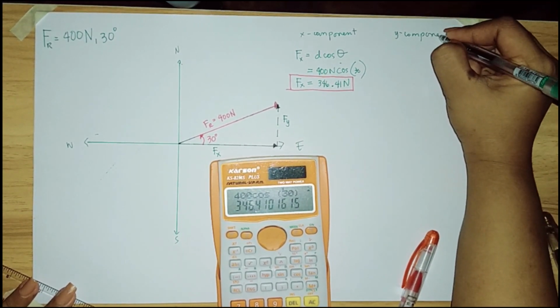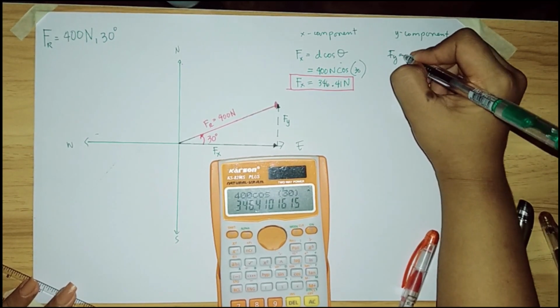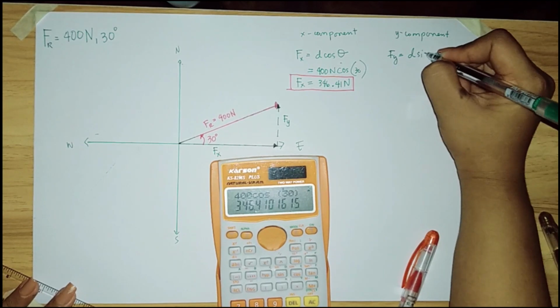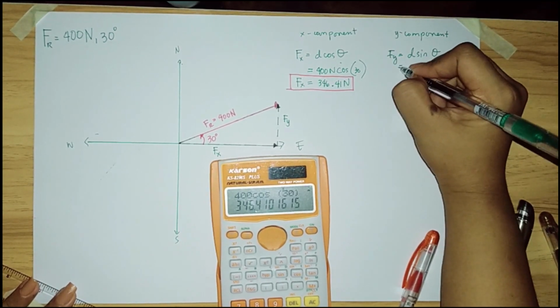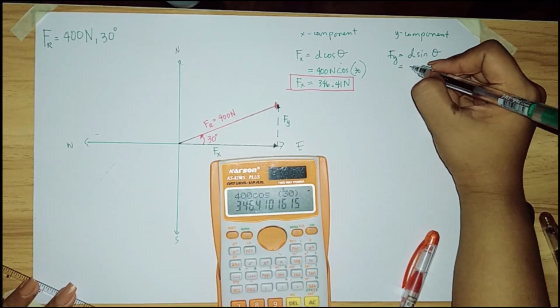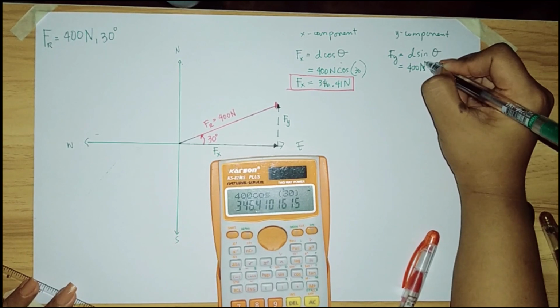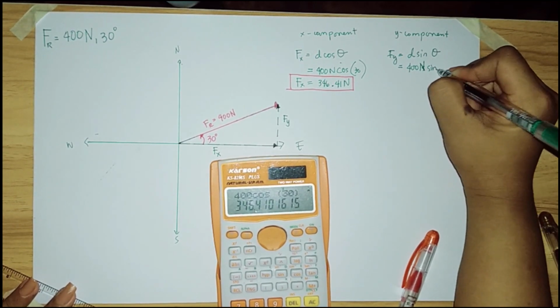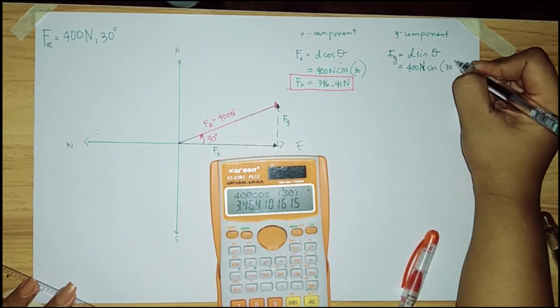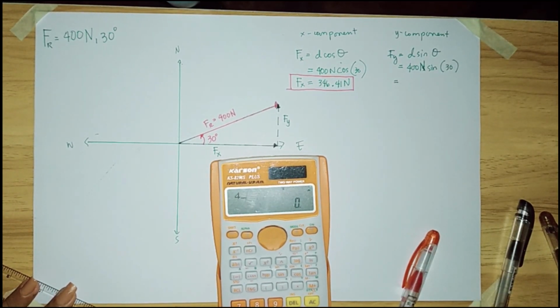This is for the y component. F sub y is equal to d sine theta. What is your magnitude? It's 400 newtons. Substitute theta. So we have 400 sine 30.